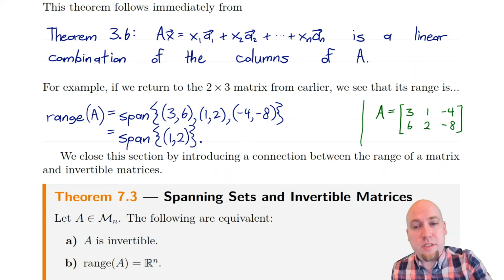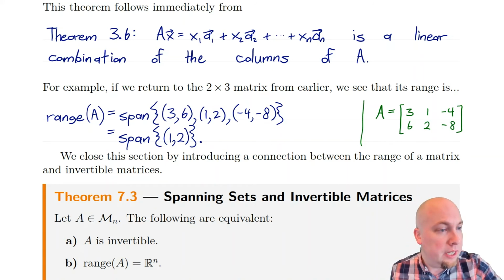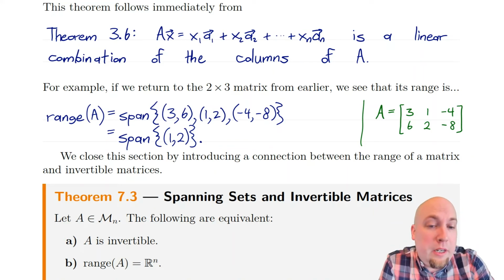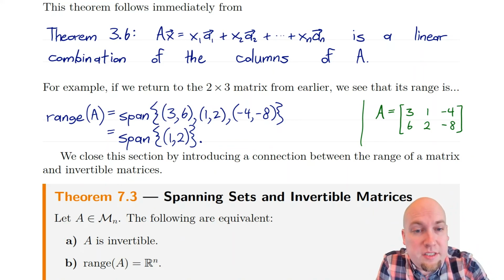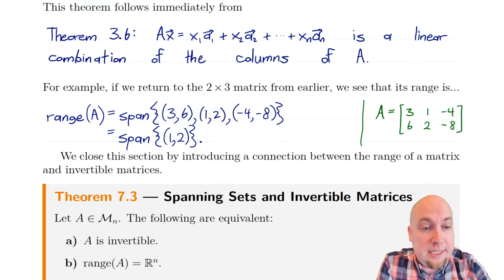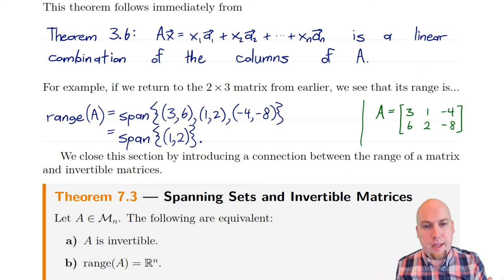Okay, so in other words, the range of this matrix here, in this special case, is just the span of this single vector as well. You can forget about the other columns. They don't actually contribute anything to the span. Equivalently, we could have said this is equal to the span of just (3, 6), or also the span of just (-4, -8). I just picked (1, 2) because it's the simplest of those 3 vectors, so why not choose that?